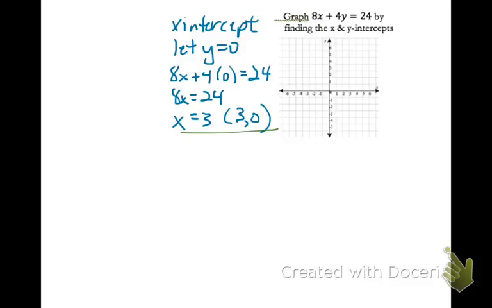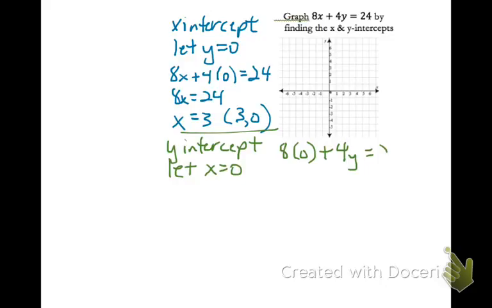Now the y-intercept is where x equals 0. So you're going to let x equal 0. So remember what that means is you write the equation, so 8, but instead of x, put in 0 plus 4y equals 24.